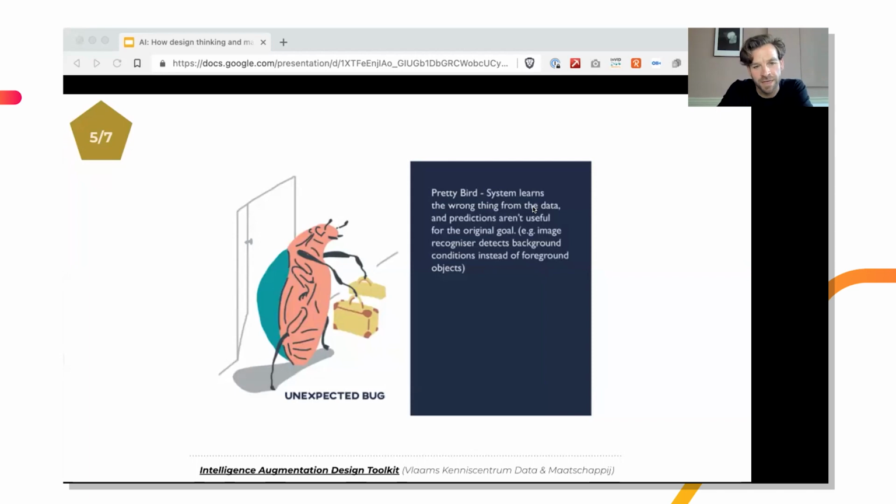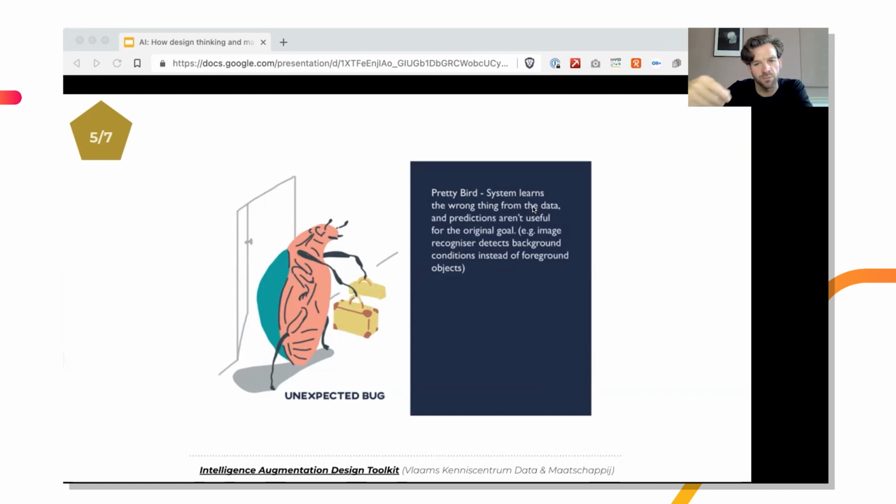Now, the Vlaams Kenniscentrum Data Maatschappij came up with the Intelligence Augmentation Design Toolkit to offer, again, to people that are thinking about using AI systems, but also about maybe unexpected consequences. What could go wrong? And this is a card that helps you. It's called the Pretty Bird Unexpected Bug. System learns the wrong thing from the data, and predictions aren't useful for the original goal. For example, an image recognizer detects background conditions instead of foreground objects.